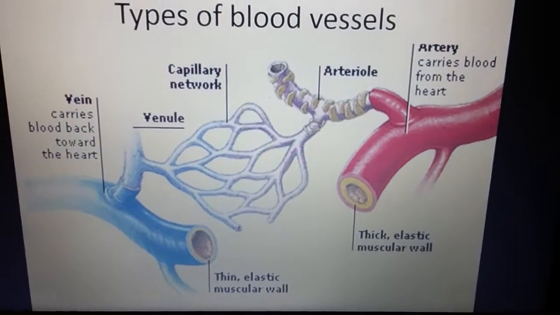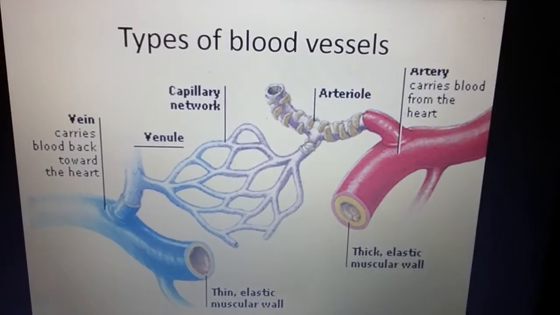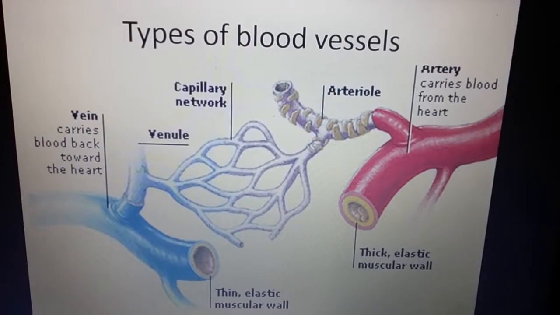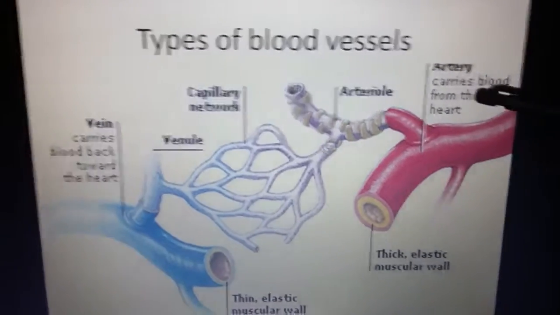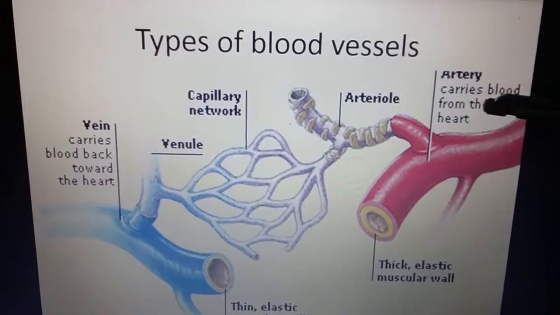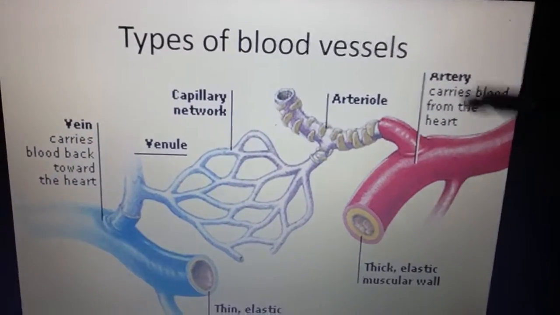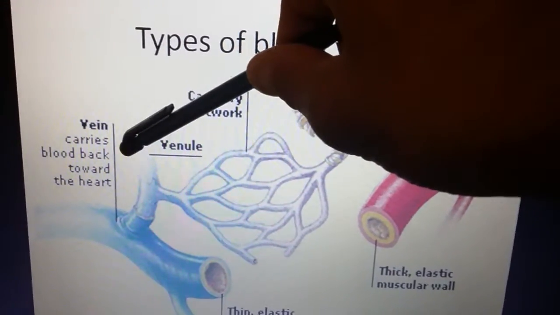Next, there are several types of blood vessels, which are arteries, veins, arterioles, capillaries, and venules. The arteries are identified as carrying oxygenated blood to the tissues, while veins carry deoxygenated blood back to the heart.